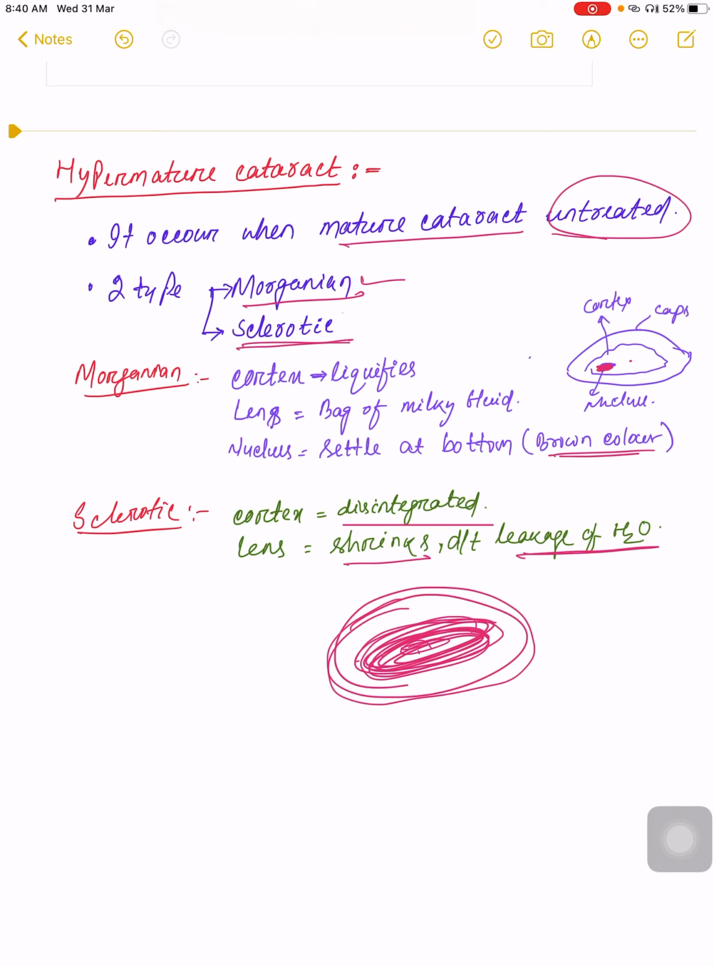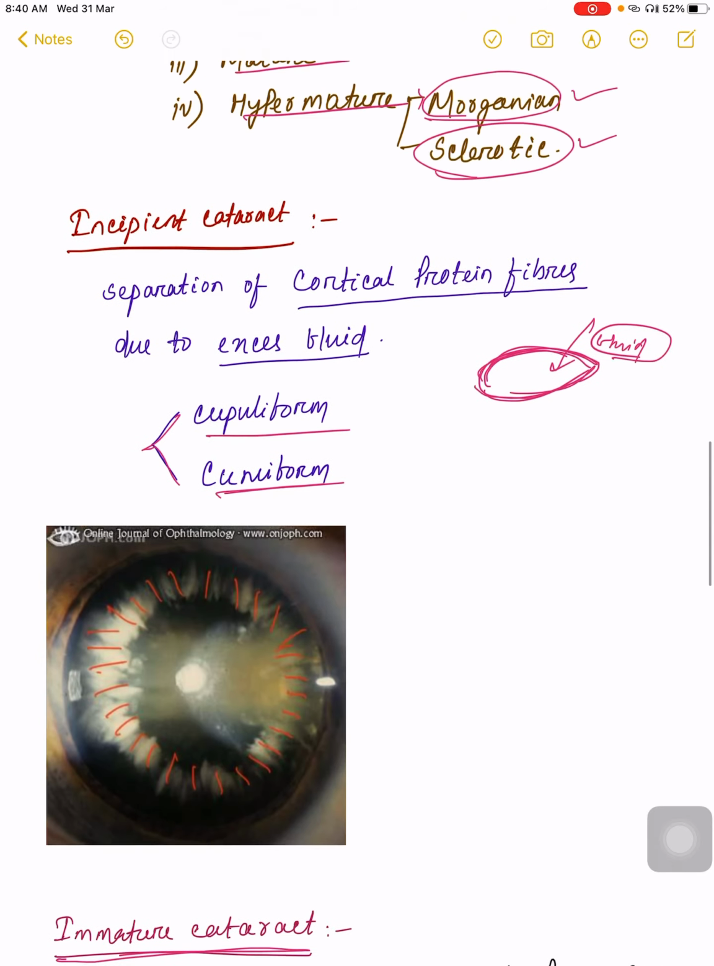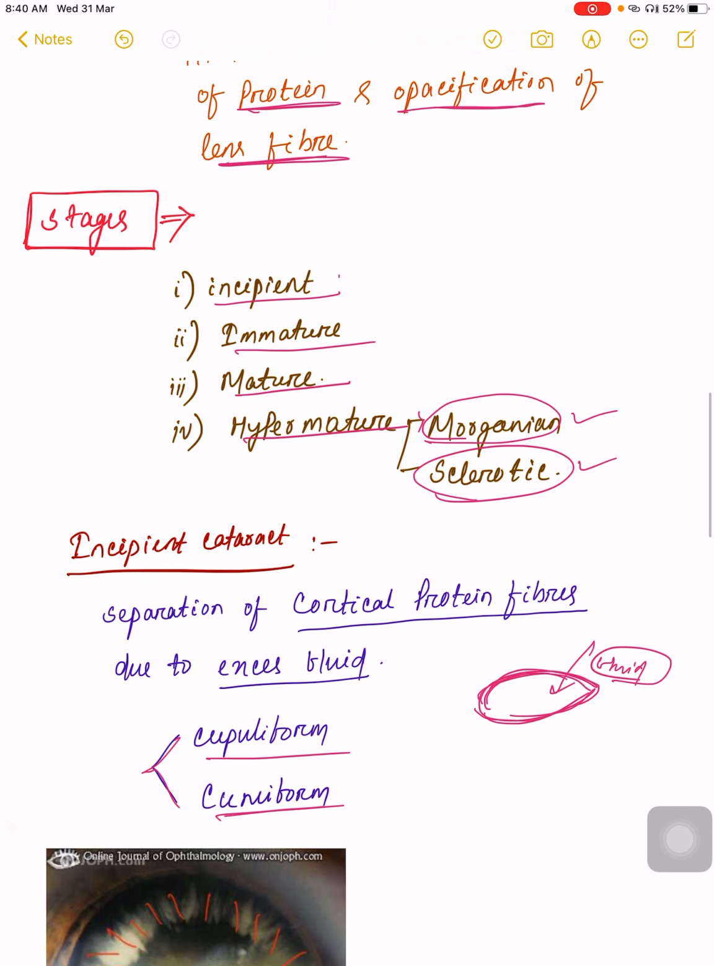Okay, these are all four stages. Again I'm telling you, it is incipient, immature, mature and hypermature. As we go from incipient to hypermature, the opacification of the lens goes on increasing. So more loss of lens transparency occurs. Fine.